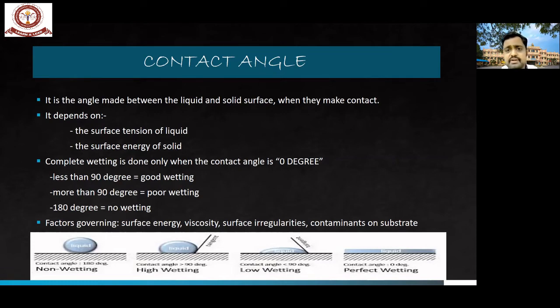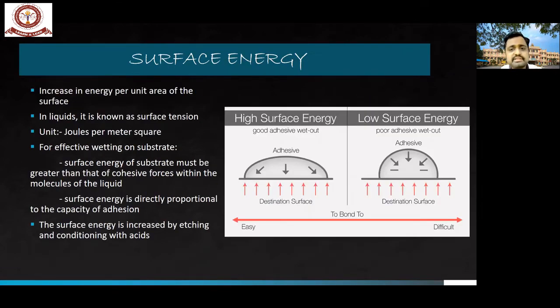The factors which govern the contact angle include surface energy, viscosity of the adhesive or liquid, and surface irregularities of the substrate. If there are any contaminants on the substrate, they will affect the contact angle and wetting. So what is surface energy? It is the increase in energy per unit area of the surface. In liquids it is called surface tension, whereas in solids it is called surface energy. It is expressed in joules per meter square. For effective wetting, the surface energy of the substrate must be greater than the cohesive forces within the molecules of the liquid.